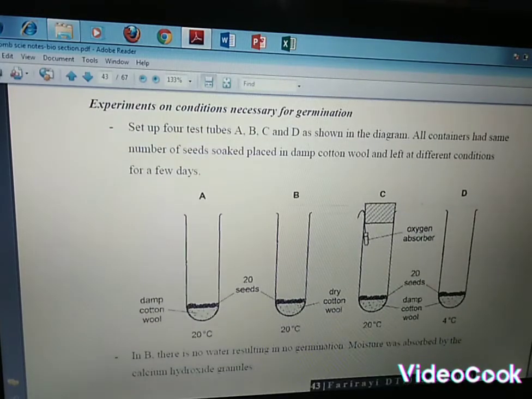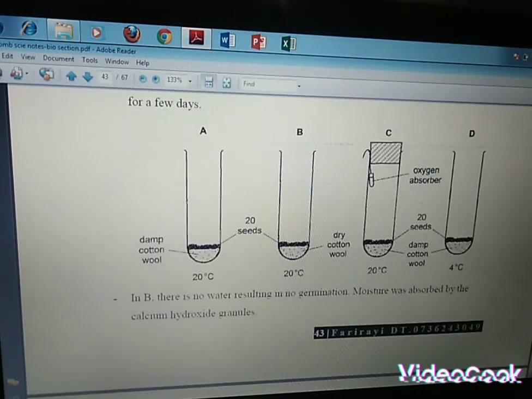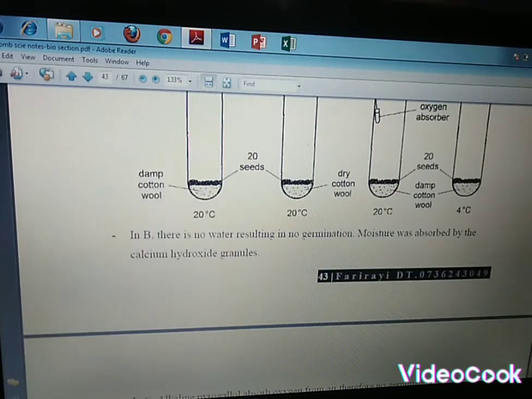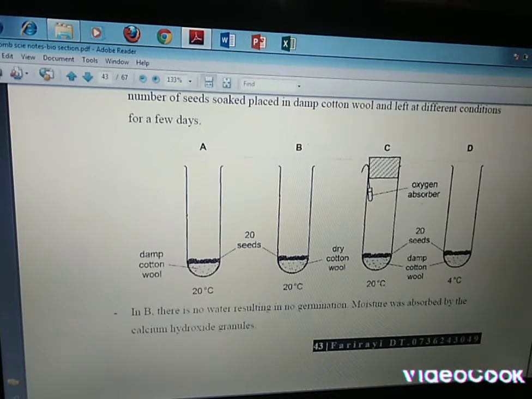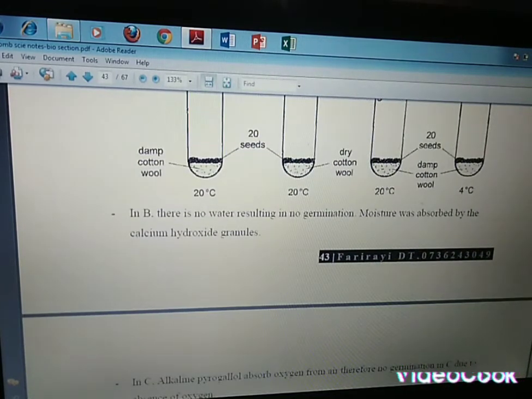We have our setups A, B, C, and D. In A, the temperature is 20 degrees, and we have damp cotton wool, meaning there is moisture there. For B, we have our seeds there, but the cotton wool is dry, meaning there's no water, no moisture. For C, there's an oxygen absorber. An oxygen absorber simply means that there's no oxygen in C, though the seeds are there and the cotton wool is damp. But at D, I'm sure you can see the temperature is 4 degrees. Everything else is there, but the temperature is too low, right?